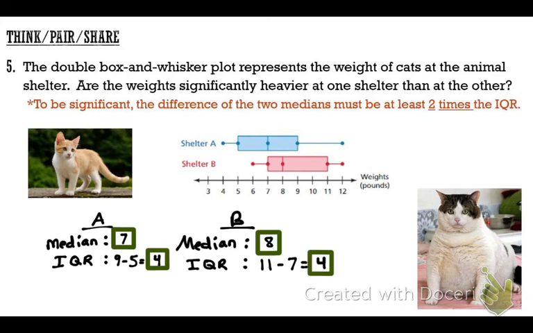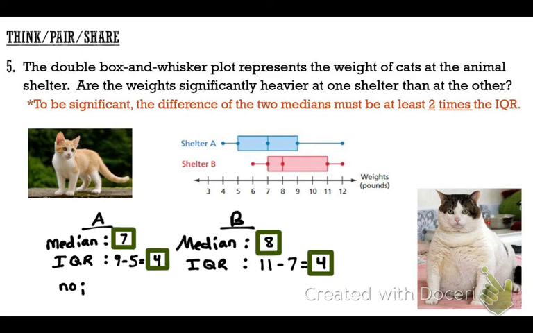Remind me again, what does it mean to be significant? The difference of the two medians must be at least 2 times the IQR. What do you think, guys? Yes or no? Is this significant? Yes. No. I heard yes and I heard no. The answer is no.